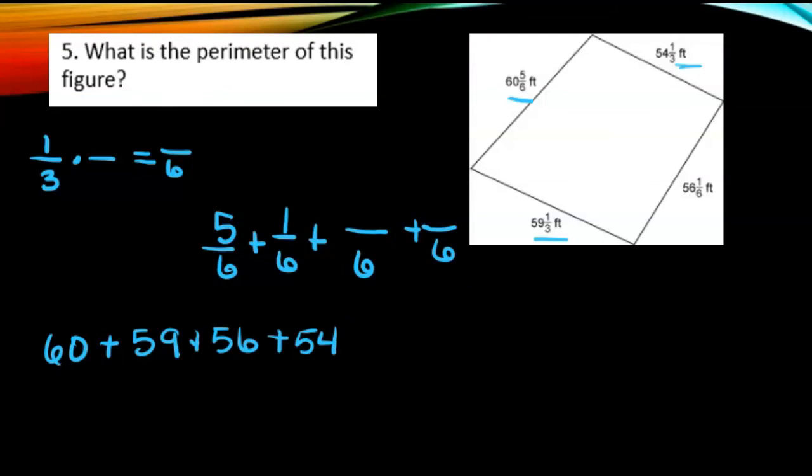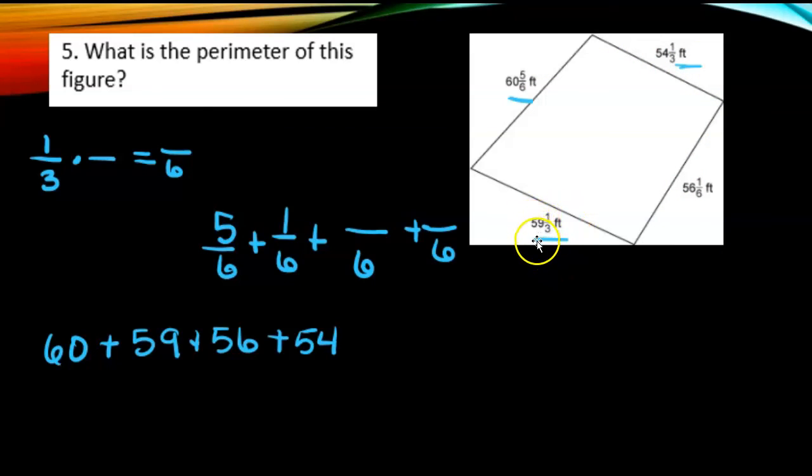Question number 5 asks you what the perimeter of the figure is. Now remember, the perimeter of a figure is the distance all the way around, if you were to walk all the way around this figure. So you have to add all of the whole numbers and all of the fractions. But again, the fractions need the same denominator.